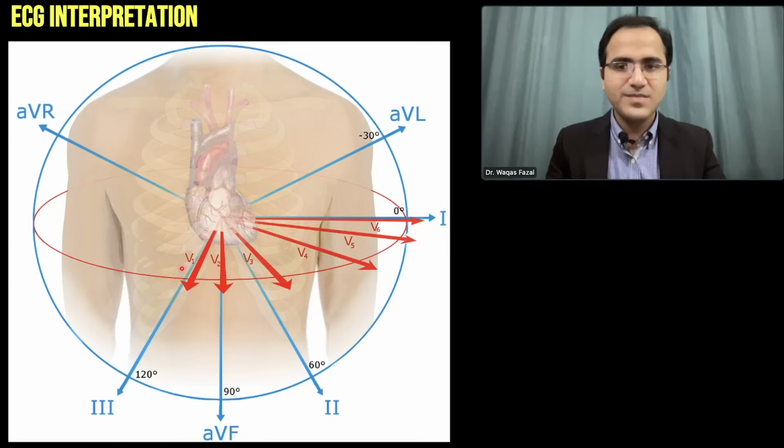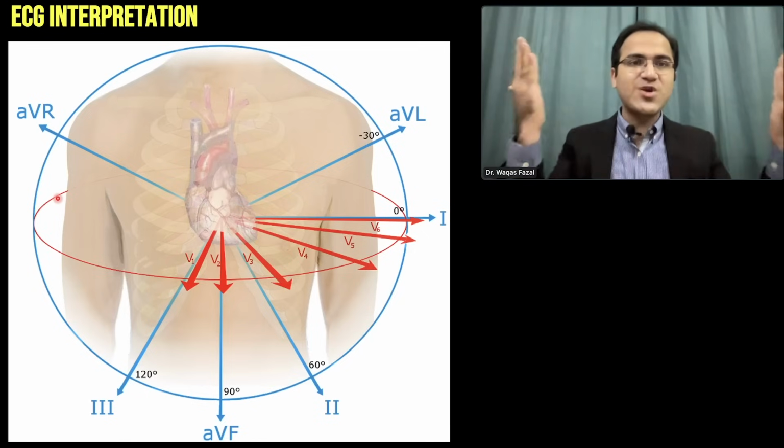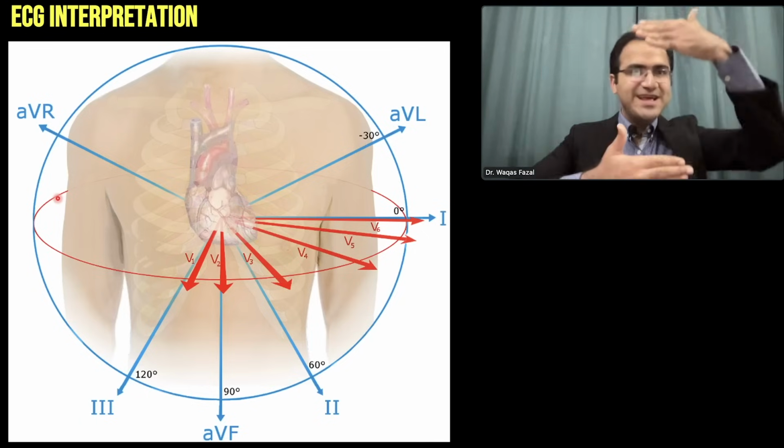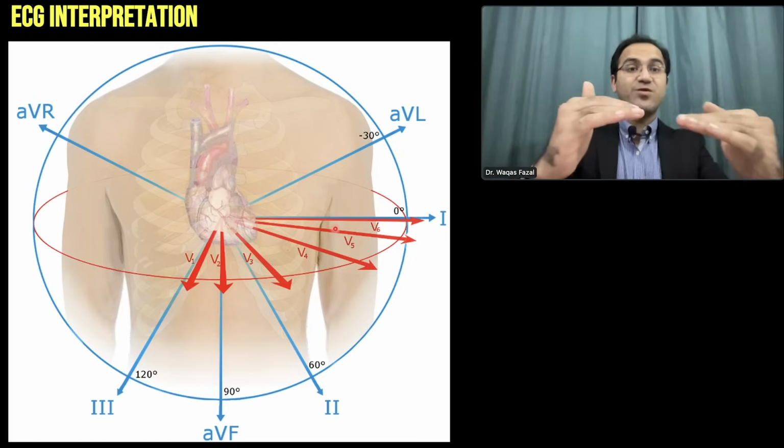Now this is another picture to see how these hexaxial leads are looking at the heart in this plane, and how leads V1, V2, V3 are looking from the front.